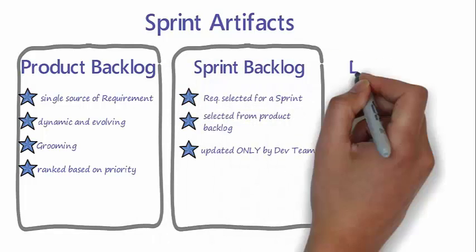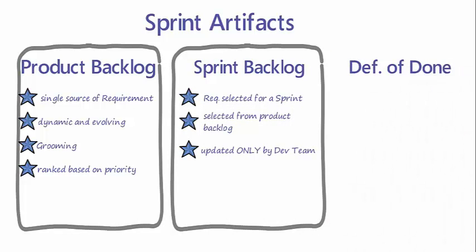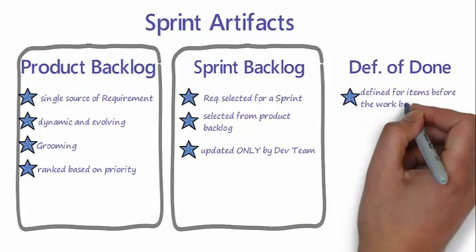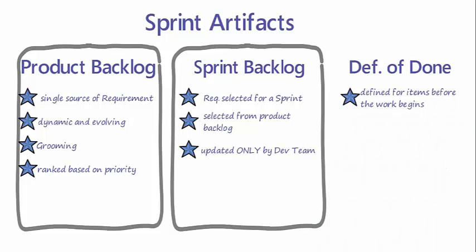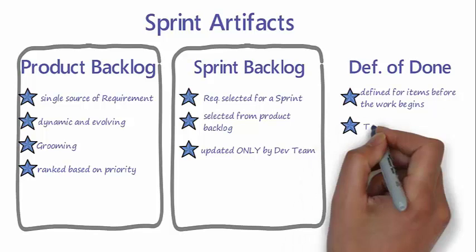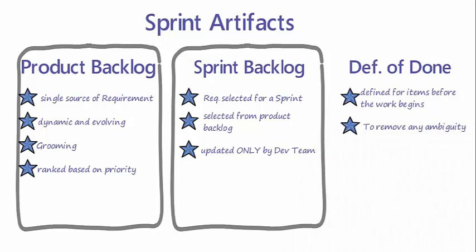The last artifact in Scrum is the definition of done. When a backlog item is marked as done, everyone must agree about what done means. The team will collectively create the definition of done before they start working on a sprint.